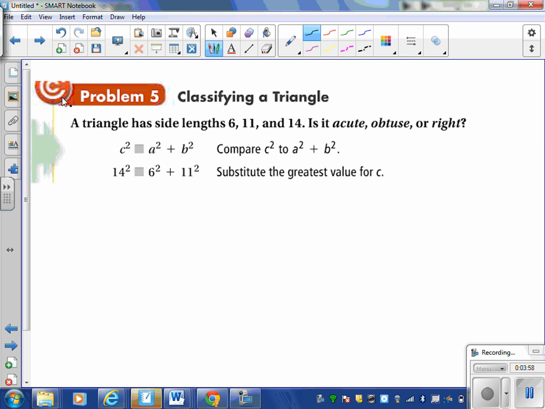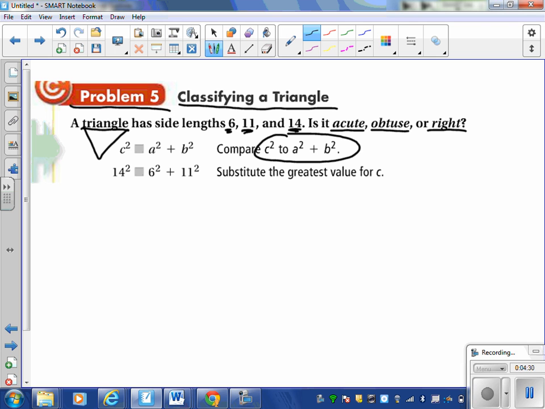Let's take a look at problem 5. Classifying a triangle. So we're given a triangle. It has side lengths 6, 11, and 14. We're going to try to figure out, is this an acute triangle, an obtuse triangle, or a right triangle? We're going to use our friend, the Pythagorean theorem, to help us decide what kind of triangle we're given.